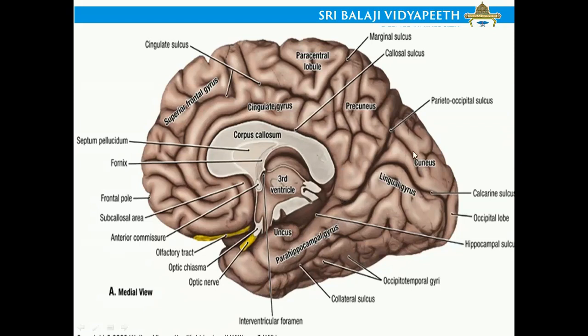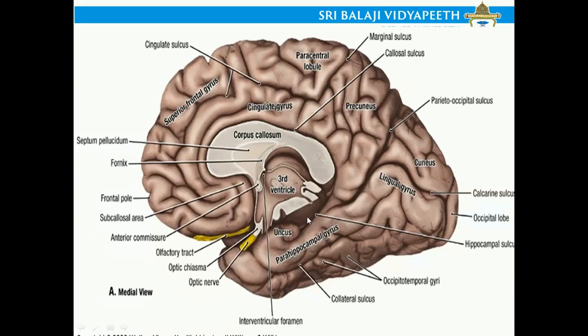The cuneus is seen posteriorly in the occipital lobe, and this is the parieto-occipital sulcus that is extended on the medial surface. This is the lingual gyrus, occipital lobe, calcarine sulcus. The calcarine sulcus is very clearly seen on the medial surface. It is a sulcus seen evidently in the occipital lobe but on the medial side. And you also have the parahippocampal gyrus, which is also seen on the medial side.